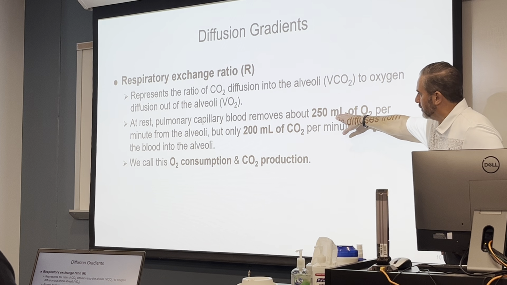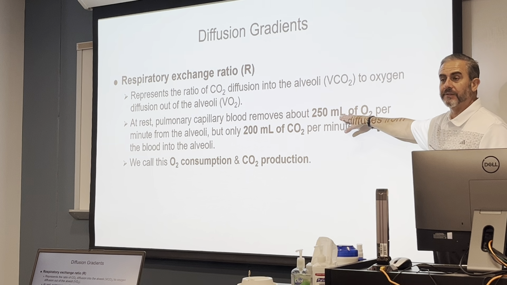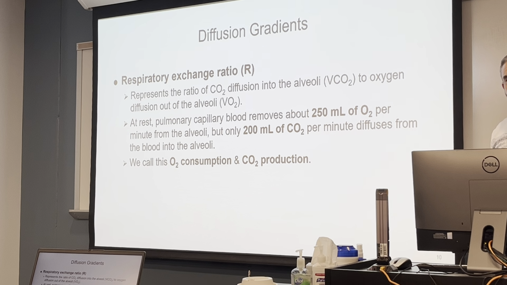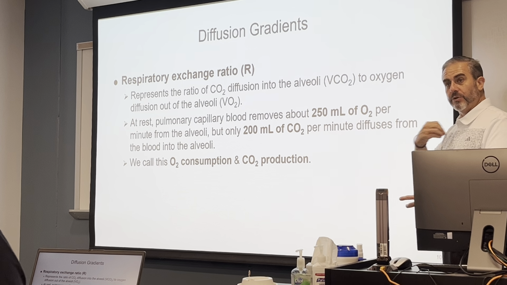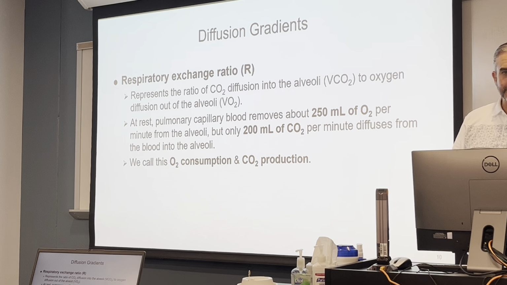As far as what's coming out of the alveolus into the bloodstream, 250 mLs of oxygen. I put it in bold because the number is probably important to remember down the road. But as far as how much CO2 gets moved or brought in, only 200. So it's not an even match.